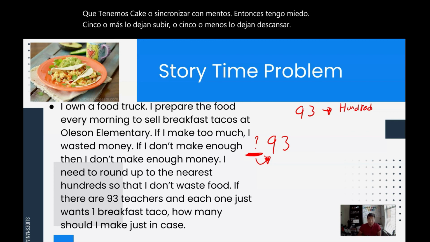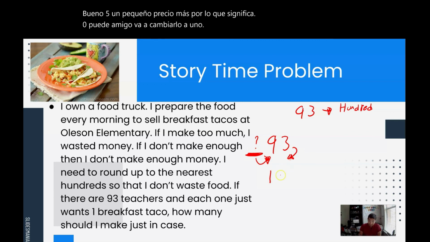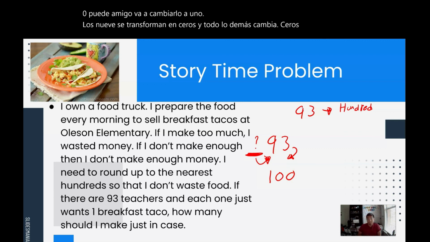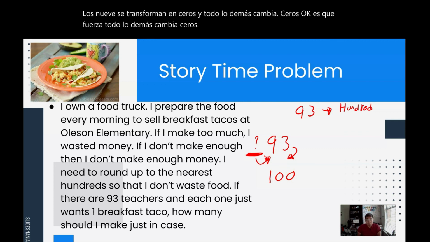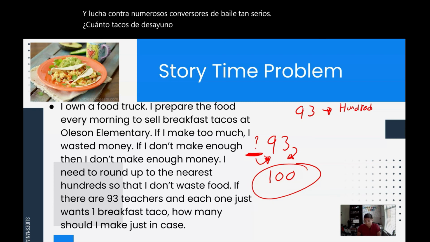Good, 5 or more, let it rise. So that means this 0 in the front is going to change into a 1. Okay. The 9 changes into zeros, and everything else changes to zeros, okay? Step 4 says everything else changes to zeros. El resto de los números se convierten a ceros. So, how many breakfast tacos do I need to make just in case? ¿Cuántos tacos tengo que hacer? Good, 100, okay?